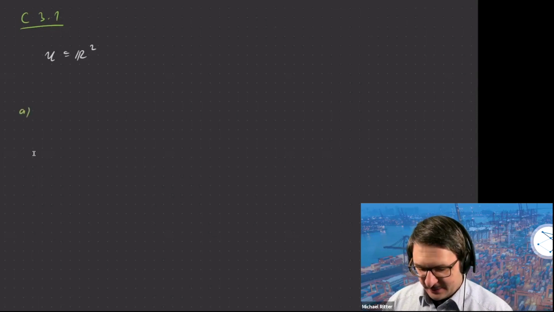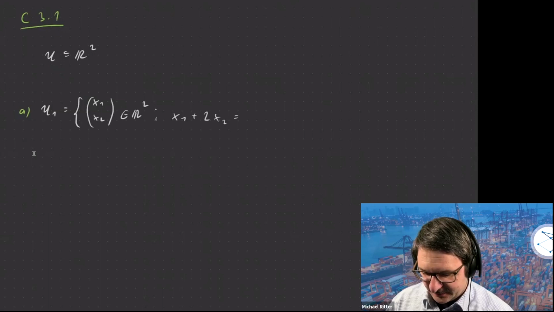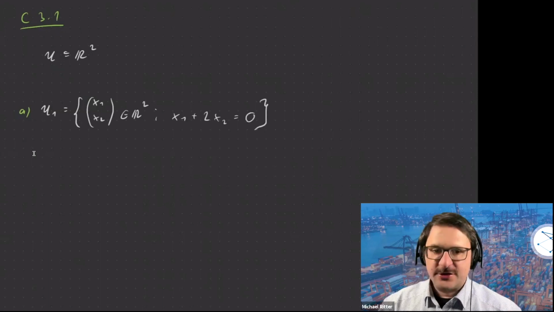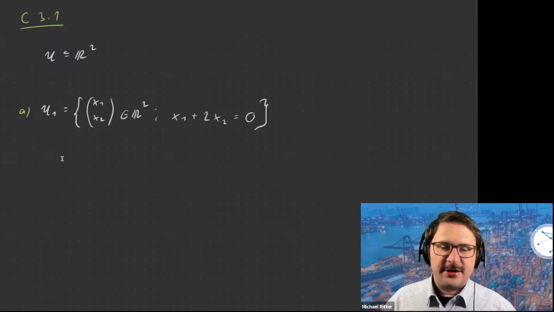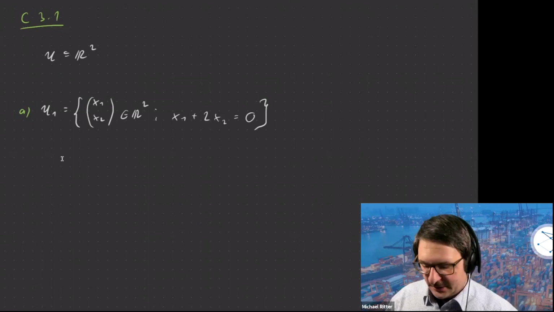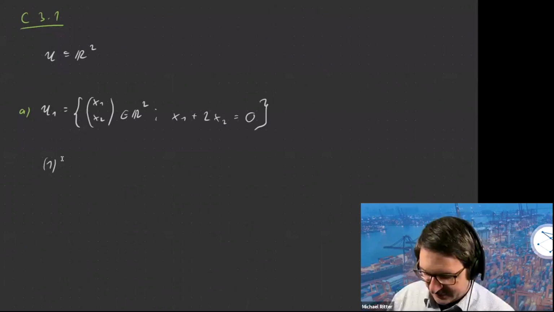Let's start with subproblem A right away. Here we have the set U1. U1 consists of all vectors (x1, x2) in R2 where x1 plus 2x2 is equal to 0. That's the definition of that subset. And the question is: is that a linear subspace or not? The first thing you usually do is check whether your set is empty. So the question is: is U1 the empty set?